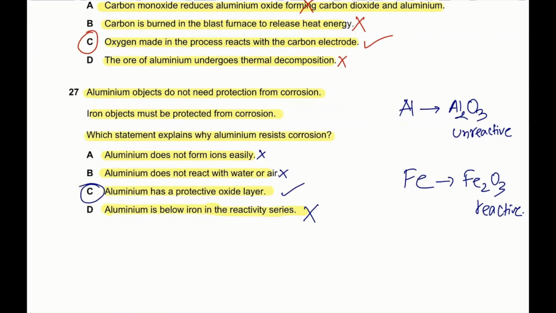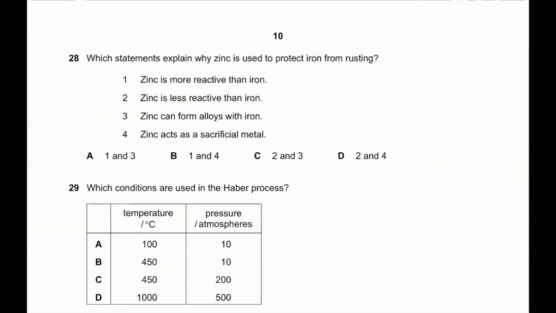Guys, moving on to question number 28. Which statement explains why zinc is used to protect iron from rusting? Zinc is more reactive than iron. When zinc is used as a coat on top of iron, since it is more reactive than iron, it is going to react first before the iron can react. So it's a form of sacrificial protection.